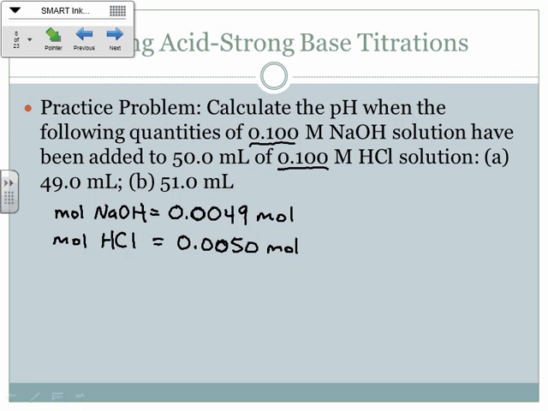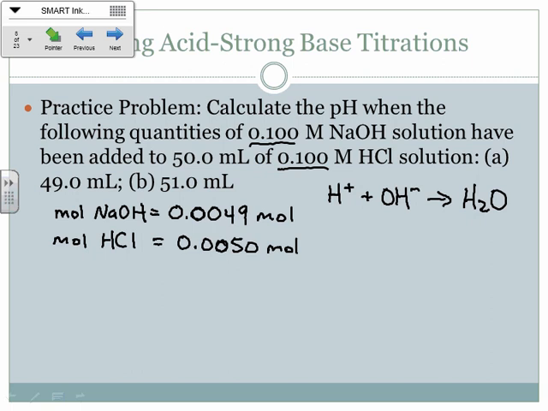So then you could do this like an ice table if you want to, or you could just kind of think about it. But the reaction that's going to happen here, basically the net ionic equation for any strong acid, strong base reaction, H plus plus OH minus yields H2O. That's for any strong acid, strong base. Do you guys remember that from last year? I don't know if we talked about it this year or not.